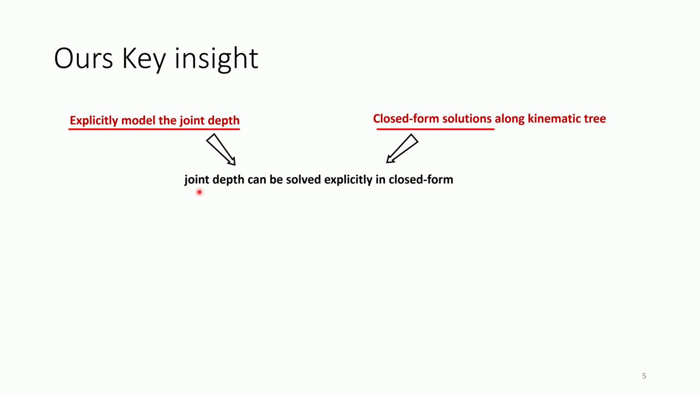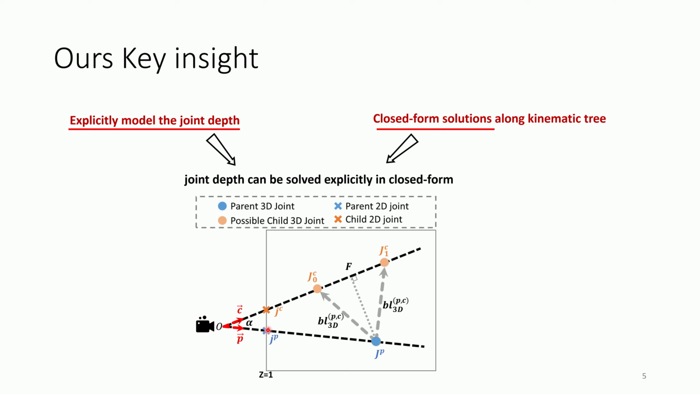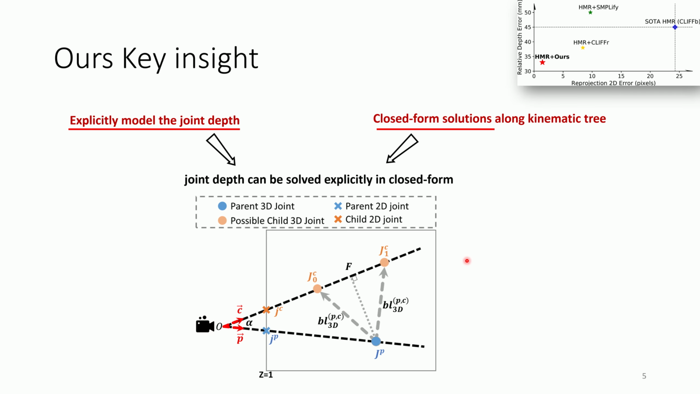in this work, we offer the key insight that joint depth can be solved explicitly in closed form. Given 2D keypoints, parent joint depth, and bone length, we can deduce two possible bone directions, one pointing toward the camera, the other pointing away. By accounting for depth, we can enhance depth accuracy and obtain an ideal 2D fit simultaneously.